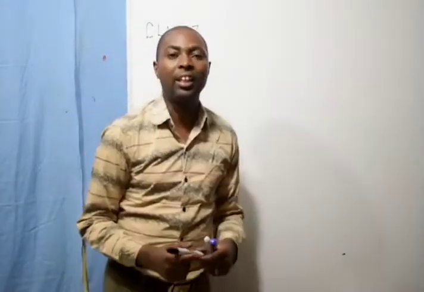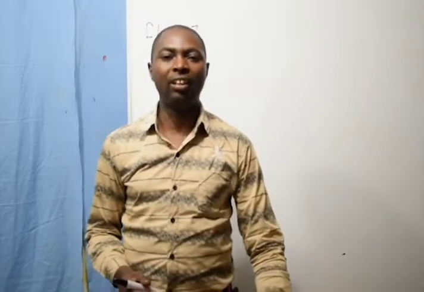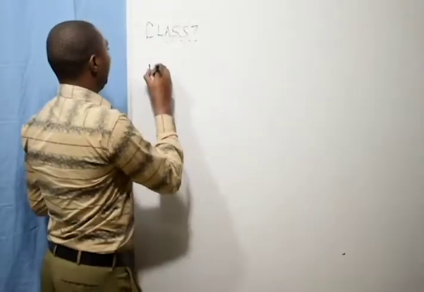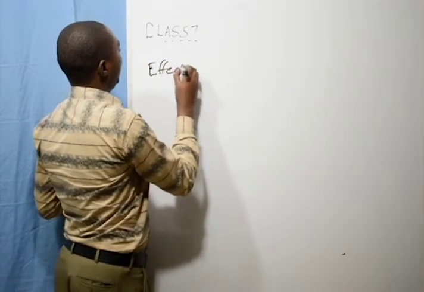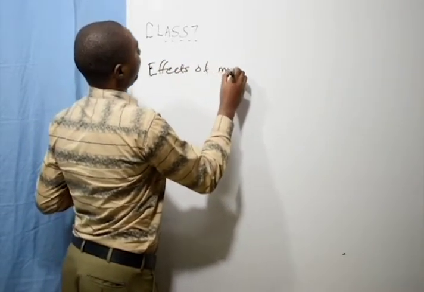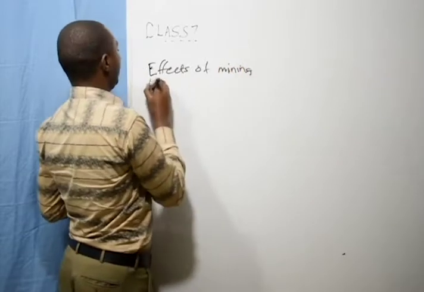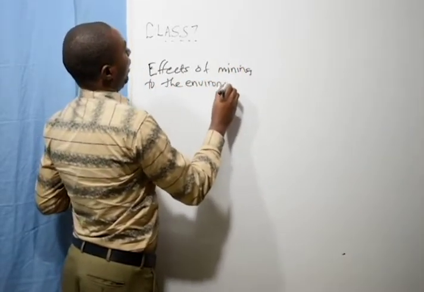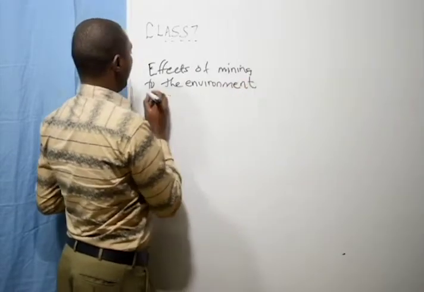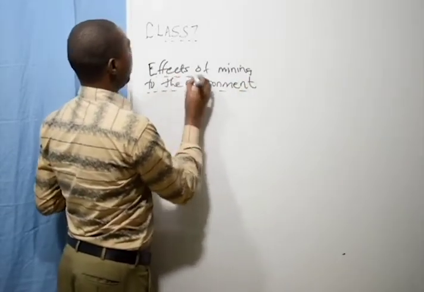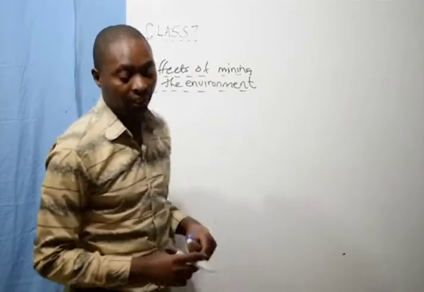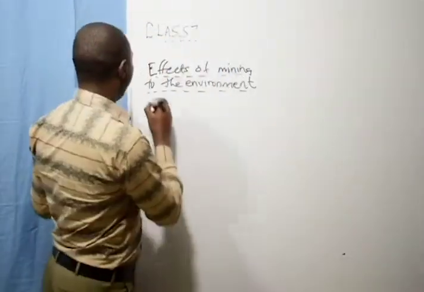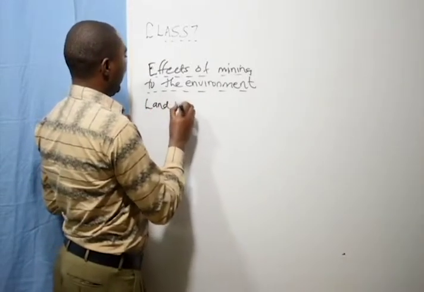Now, what is the effect of mining to the environment? We say that when you destroy nature, nature will destroy you in return. And therefore, it's very important. Number one, it makes the land look ugly. Mining makes the land ugly.